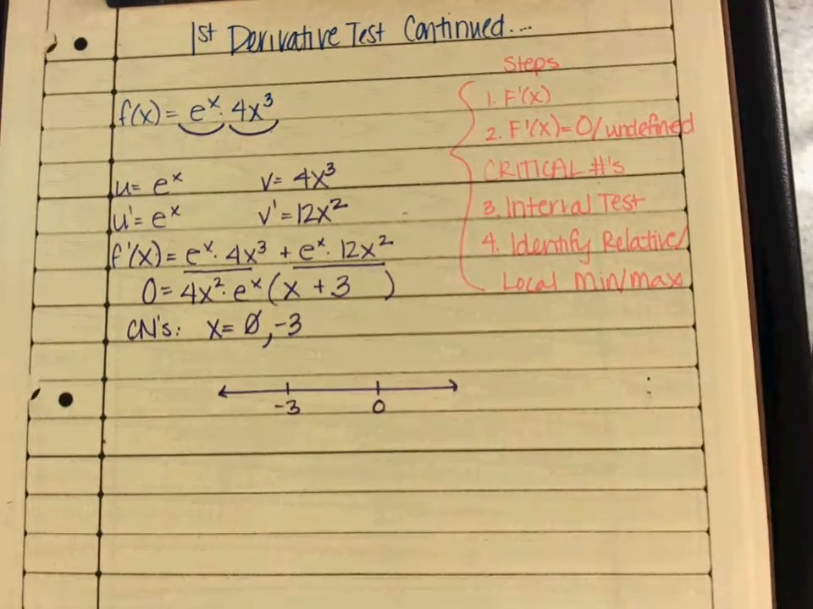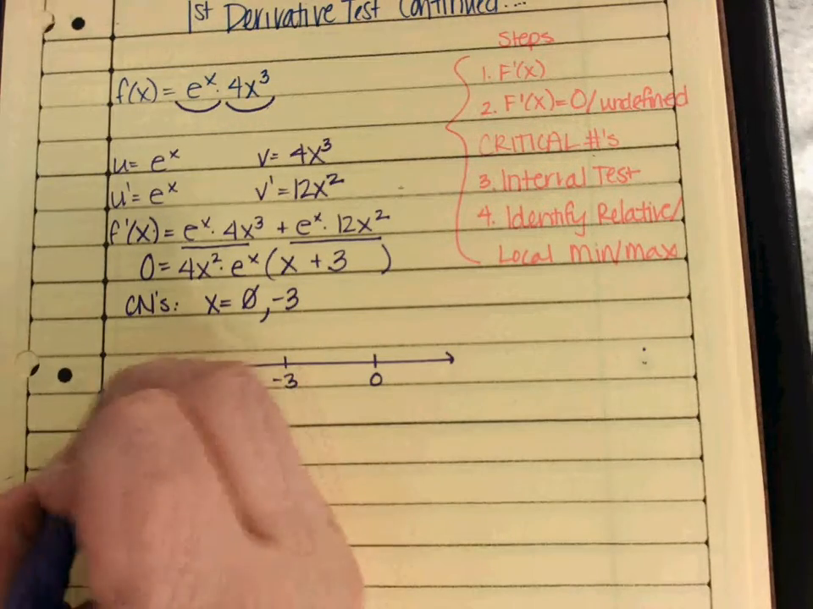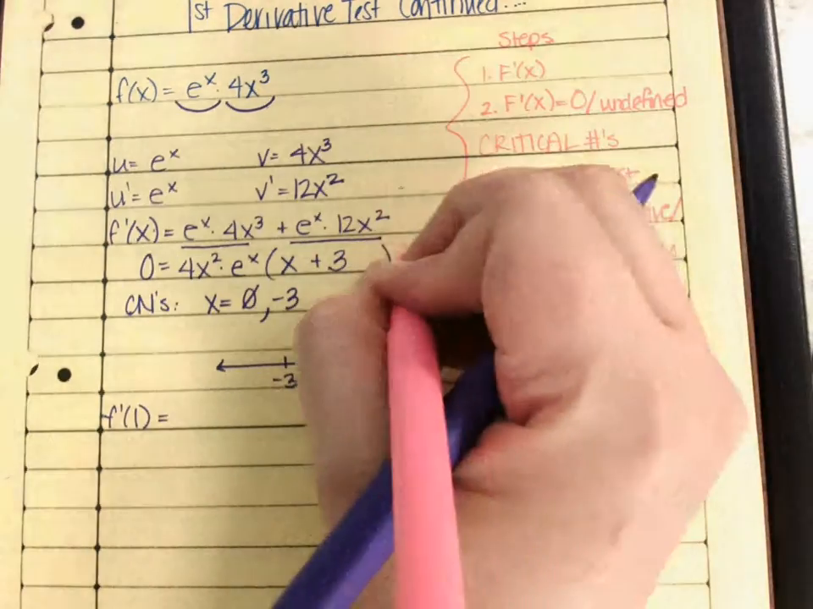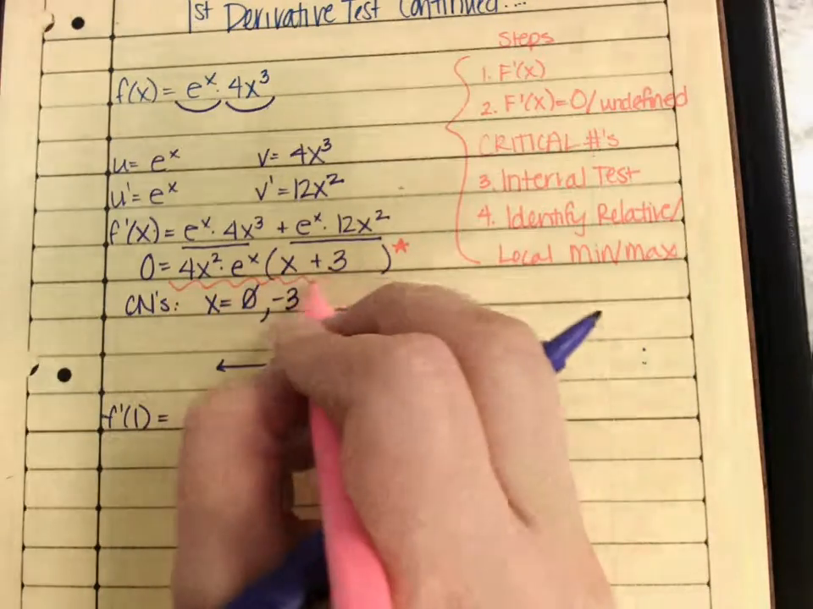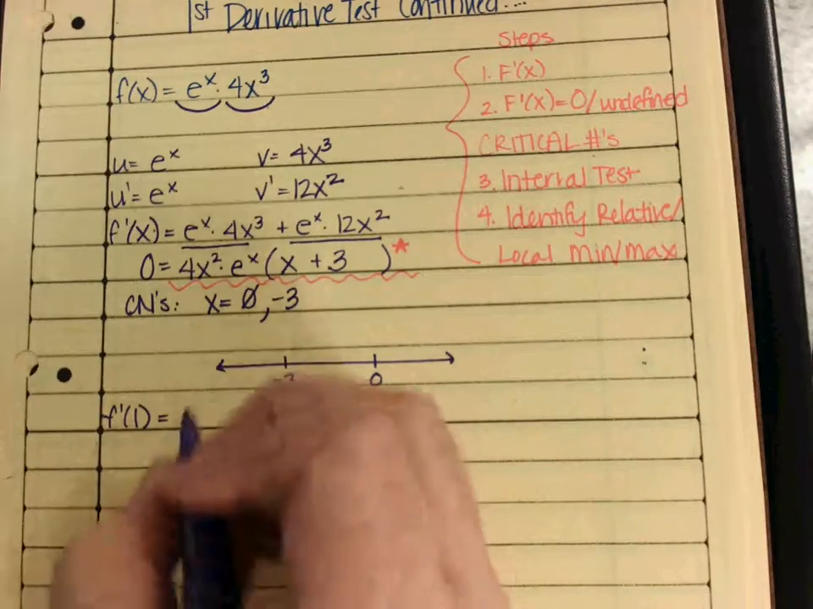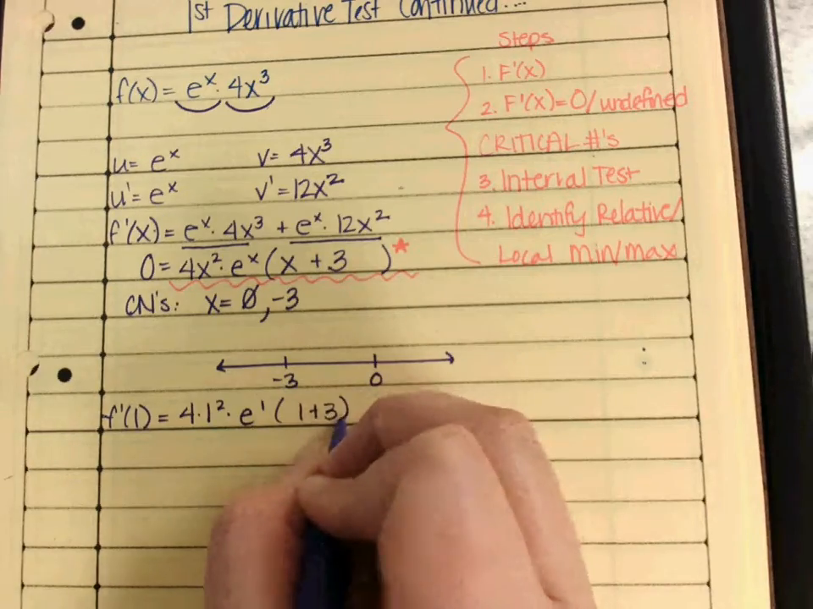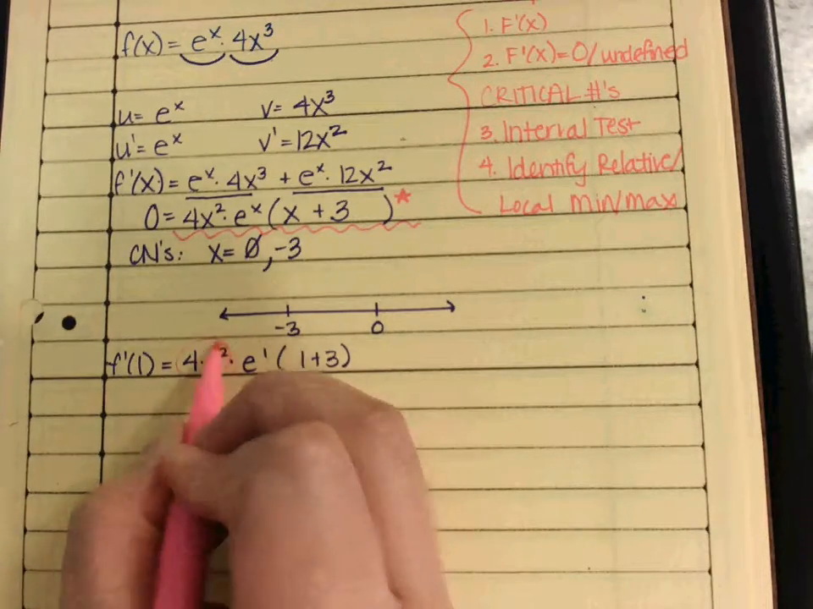Then I'm going to choose a test point on each subinterval to check whether the sign is positive or negative. So what is a number bigger than 0? F prime of 1. Let me also remind you that you are always plugging into the factored form right here. So it'll be 4 times 1 squared times e to the 1 times 1 plus 3. Now remember, I do not care about the number, I only care about whether the value is positive or negative. What is 4 times 1 squared? Positive or negative?